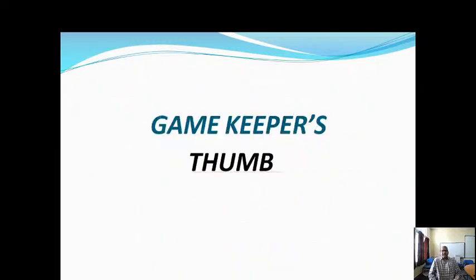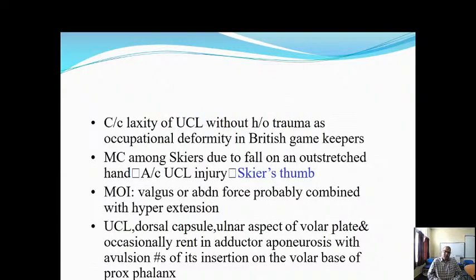So next comes the gamekeeper's thumb. What is gamekeeper's thumb? Why did we get this name? Gamekeeper's thumb is because it was seen as an occupational deformity in British gamekeepers. It is a laxity of the ulnar collateral ligament without any history of trauma, which was seen as an occupational deformity in British gamekeepers.